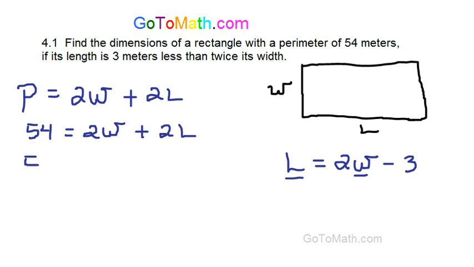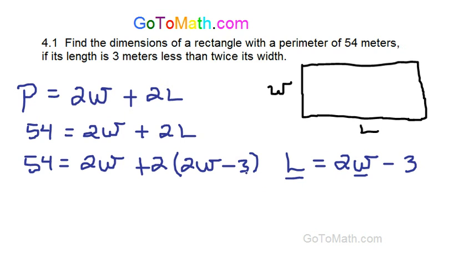So we have 54 is equal to 2W plus 2 times 2W minus 3. Now we have an equation in terms of one variable, in terms of one variable. So that's what we were wanting to do. Now let's go ahead and solve for W here.